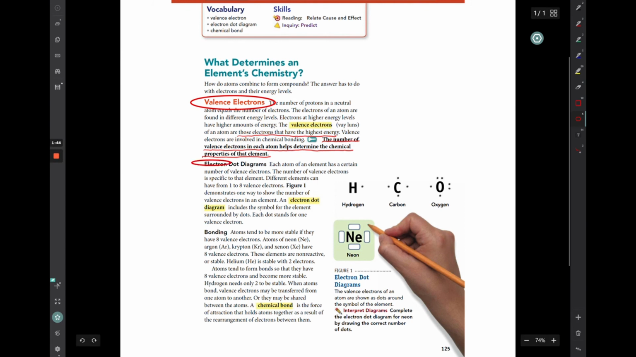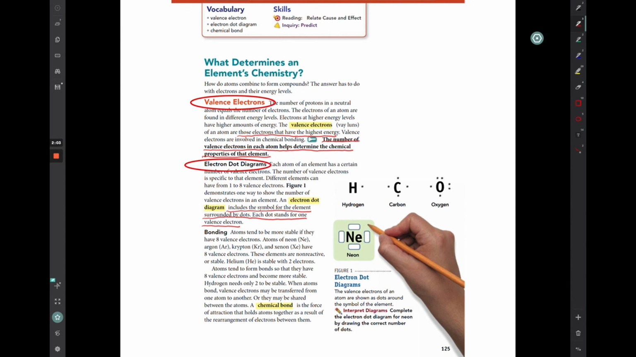To show the number of electrons that there are in an element, we use what's called an electron dot diagram. It basically just includes the symbol for the element, surrounded by dots, each dot standing for one valence electron.